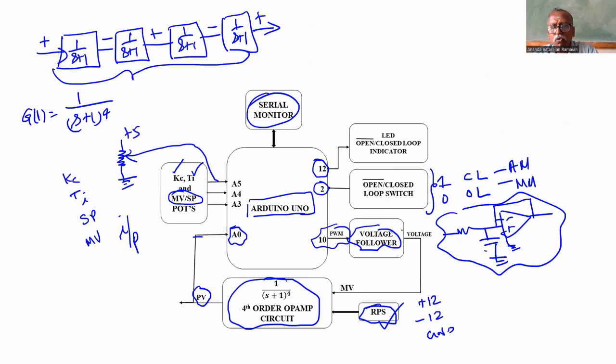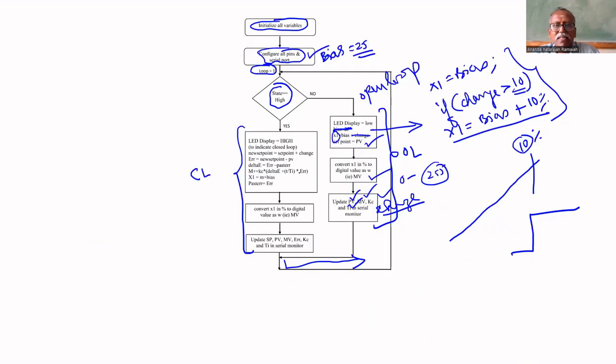If you change this port to 1, then it will come through this path. Here LED display equal to high, because we have to glow the LED since it is in closed loop. Then new set point equal to set point plus change. Already in manual mode we gave set point equal to manipulated variable. Now we are in auto mode.